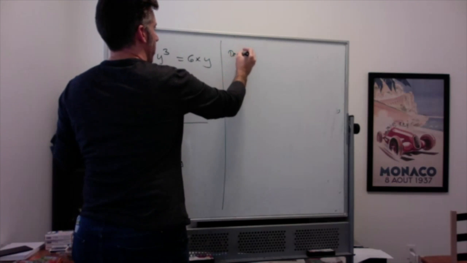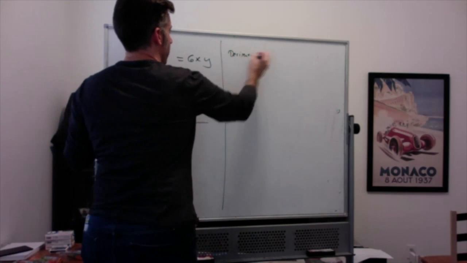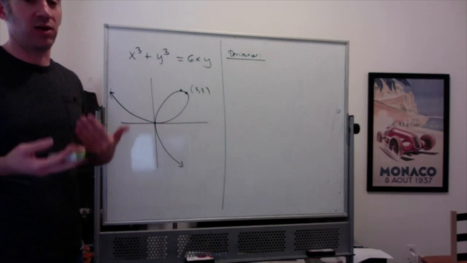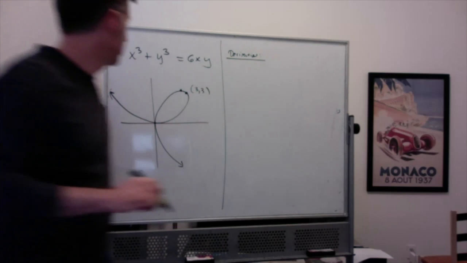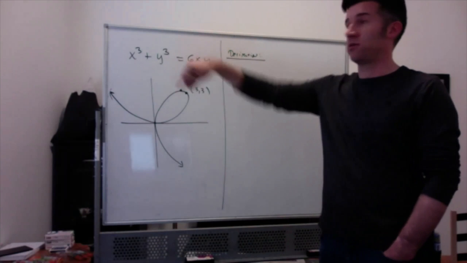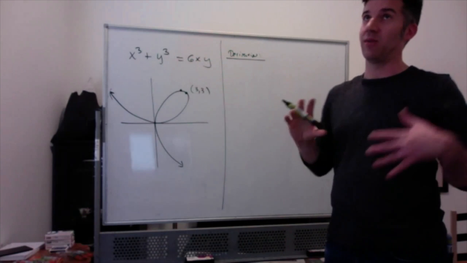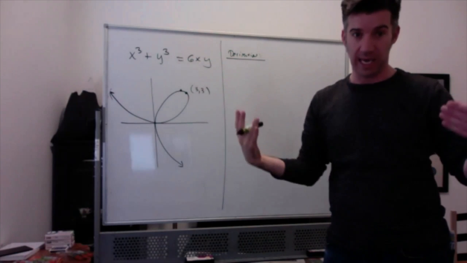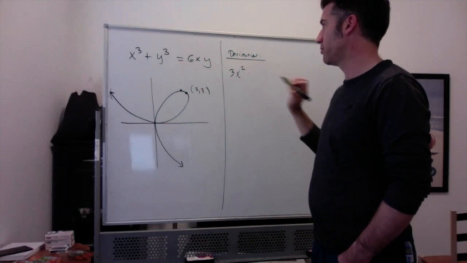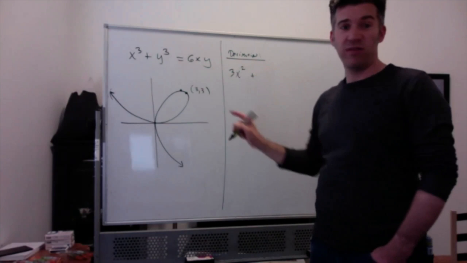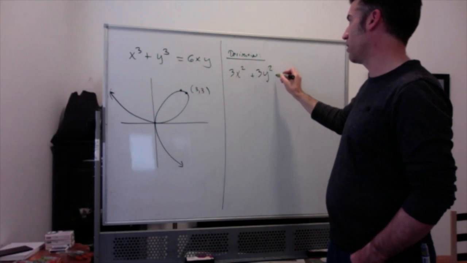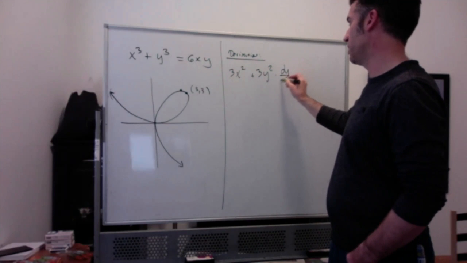So what's the derivative? Well, again, even though y isn't technically a function of x, we are going to treat it like it is. So we're going to differentiate both sides with respect to x. The derivative of x cubed is 3x squared. The derivative of some stuff cubed is 3 times my stuff squared times the derivative of my stuff.